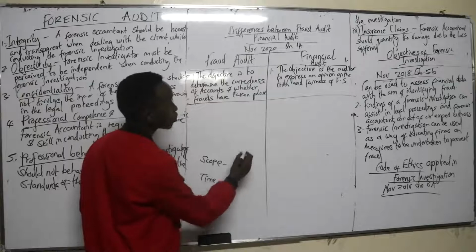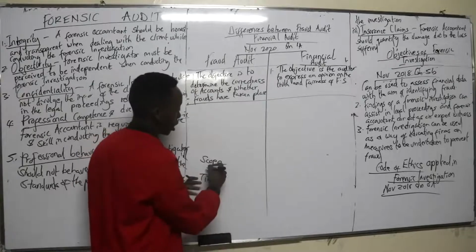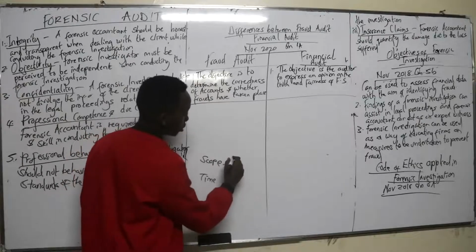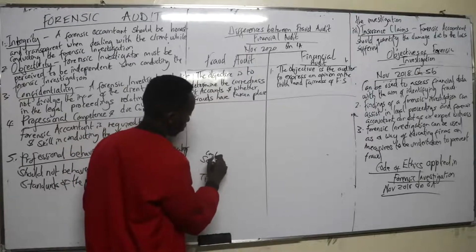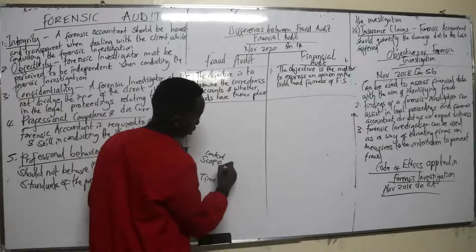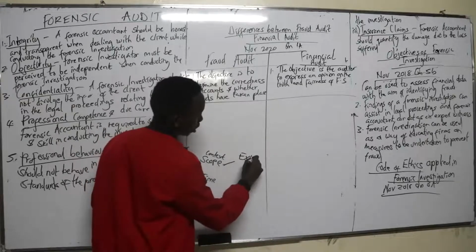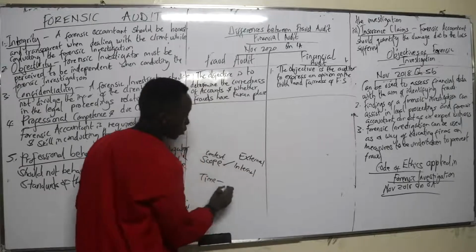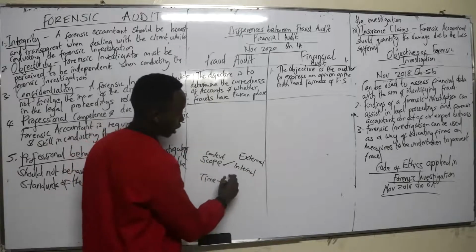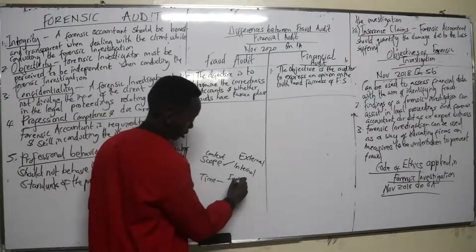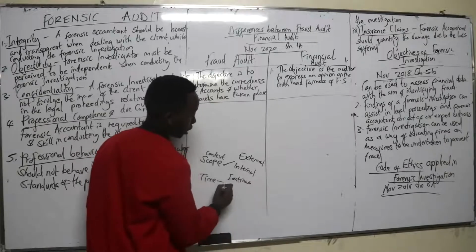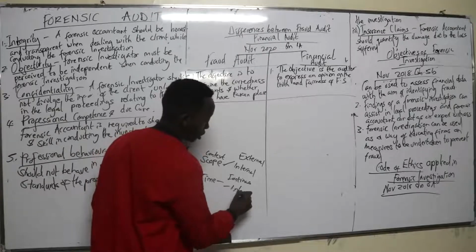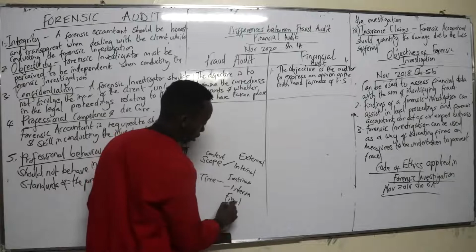On the basis of scope, it is the extent or the nature, the context. So one is external and the other one is internal audit. And then on the basis of time, it can either be continuous, or it can be what we call interim audits or the final audits.